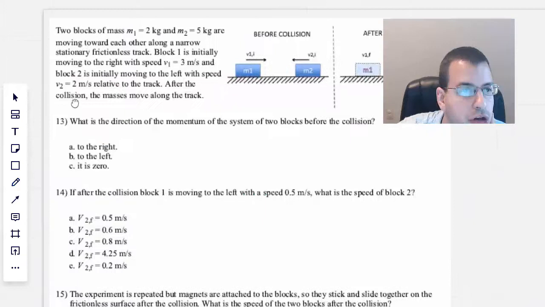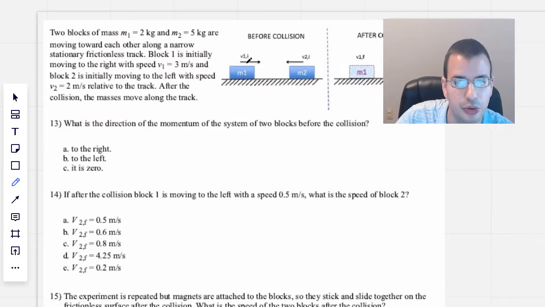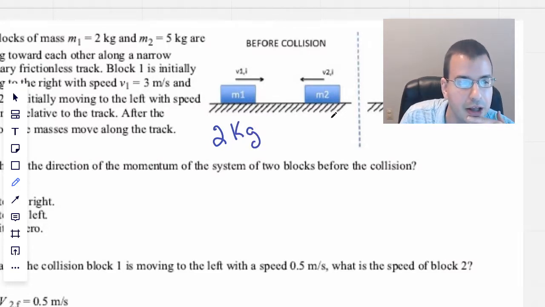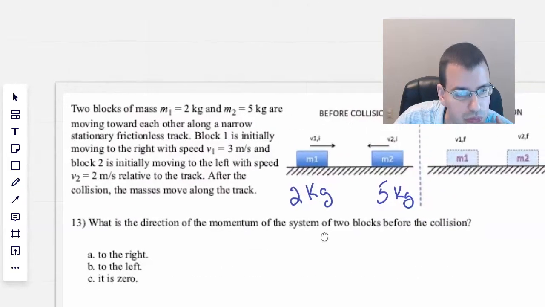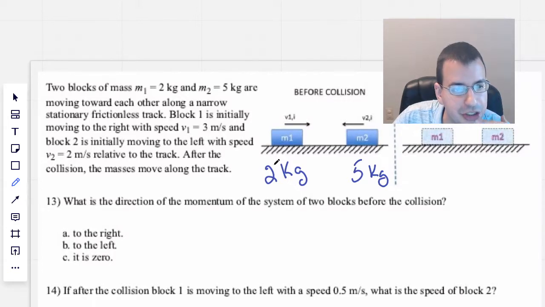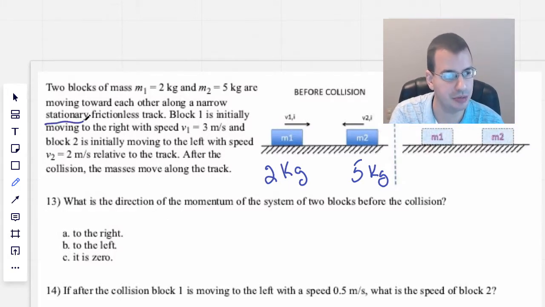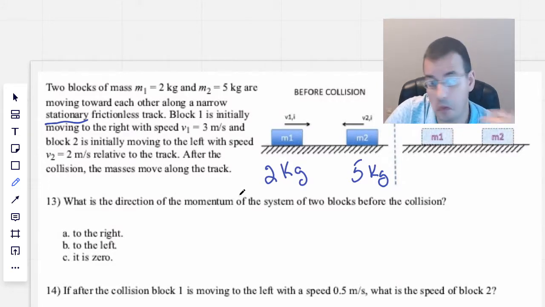Let's look at the next one. Two blocks of mass 1, which is 2 kilograms. Wait a sec, I should be writing this up. So zoom in. So we have 2 kilograms, and then a 5 kilogram block right here, and they are moving toward each other along a narrow, stationary, frictionless track. Stationary is important because that means the track itself is not adding momentum. I'm not sure why narrow is important. Maybe that means they're going to have to collide.